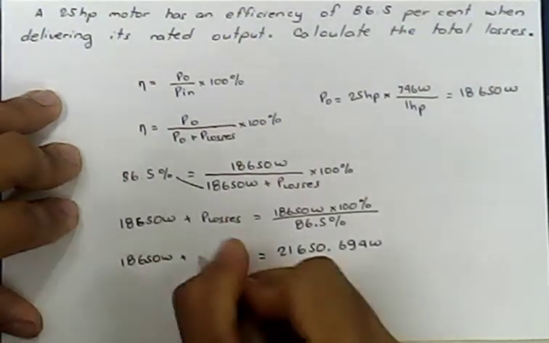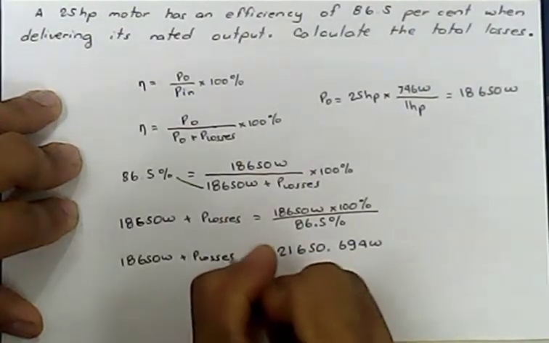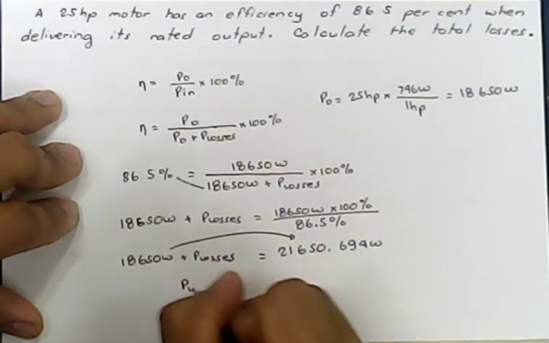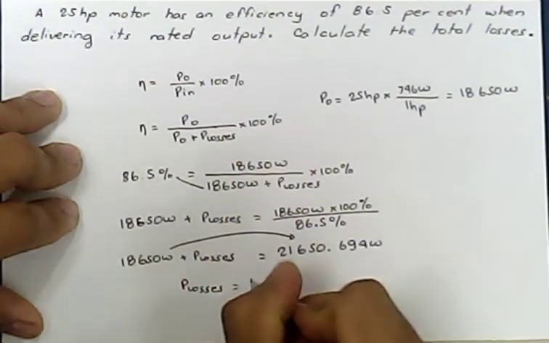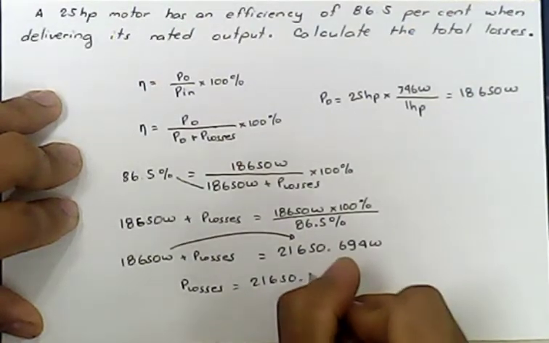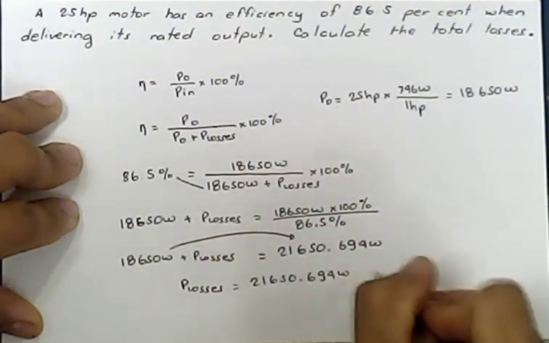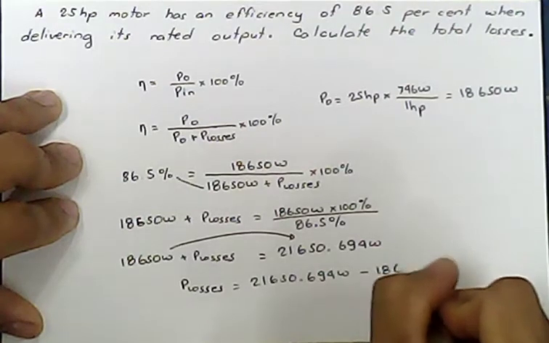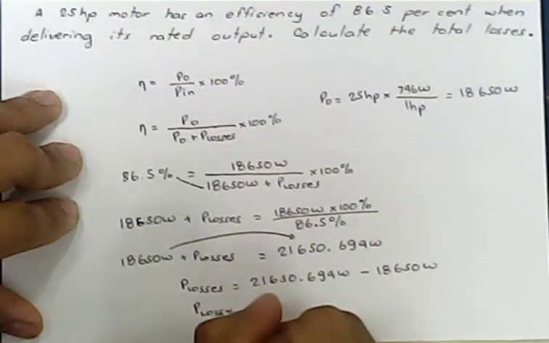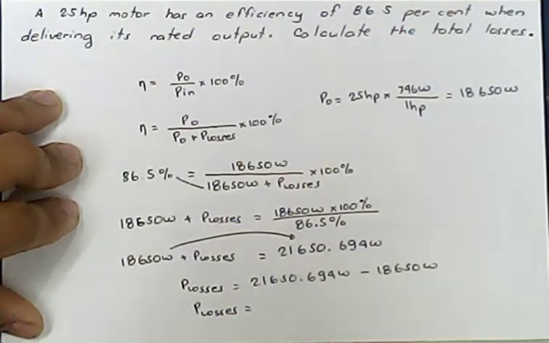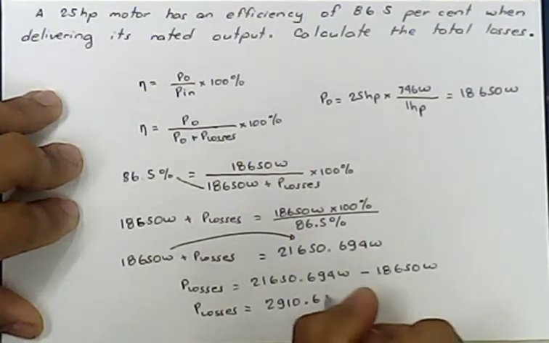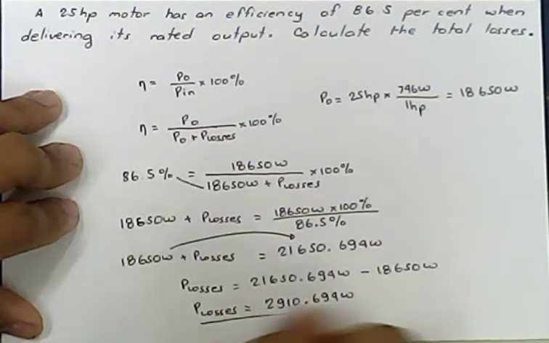18,650 watts plus the power losses. Transpose natin ito sa kabila, magiging negative. Power losses equals 21,650.694 watts minus 18,650 watts. The power losses is 2,910.694 watts.